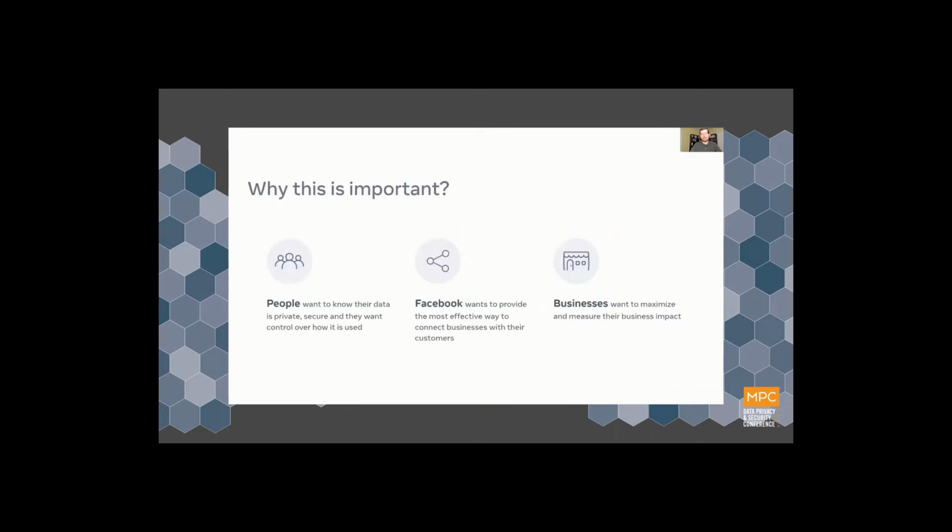The ads ecosystem today is evolving due to an increased demand for privacy and more regulation. At Facebook, we believe that keeping people's information safe has to come before anything else. We also care deeply about enabling the best advertising experience, which means connecting people to the products and services that they will love and allowing businesses to measure the impact of their Facebook ads.